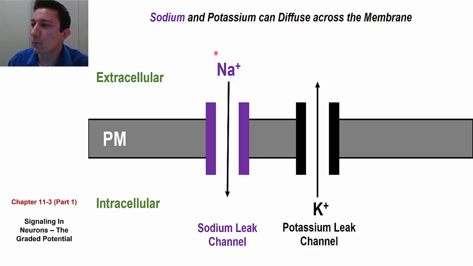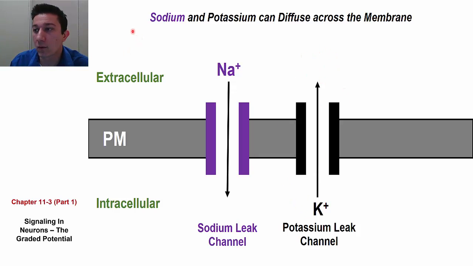So recall that sodium and potassium can diffuse across the plasma membrane through what are called leak channels. So we have sodium leak channels and we have potassium leak channels. And you can think of these as doorways that are always open. So through sodium leak channels, sodium is always going to diffuse from high concentration outside of the cell to the inside of the cell. Potassium leak channels, because potassium is at high concentration on the inside of the cell and low concentration outside at rest.